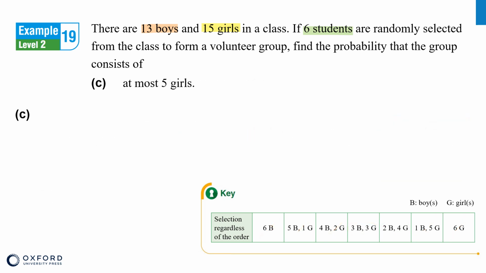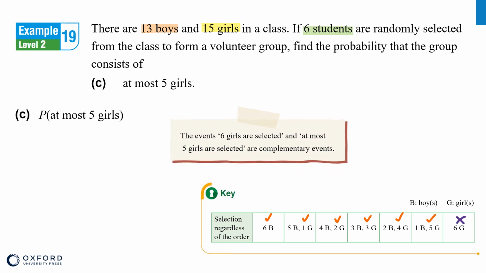Part C. The probability that the group consists of at most 5 girls. To have at most 5 girls, that means we can have no girls, 1 girl, 2 girls, 3 girls, 4 girls, and 5 girls, but not 6 girls. In other words, the event 6 girls are selected and at most 5 girls are selected are actually complementary events.